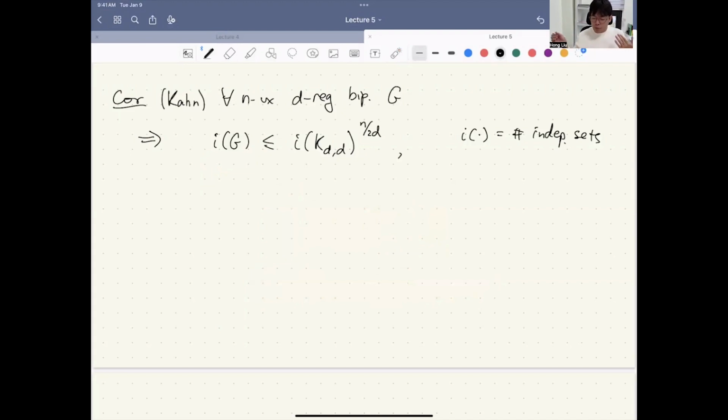We know G is a bipartite graph, so let's give names to the bipartition of G. Let's call one side the odd side, the other side the even side. Proof. Let V of G have a bipartition, say O and E, the odd side and even side.